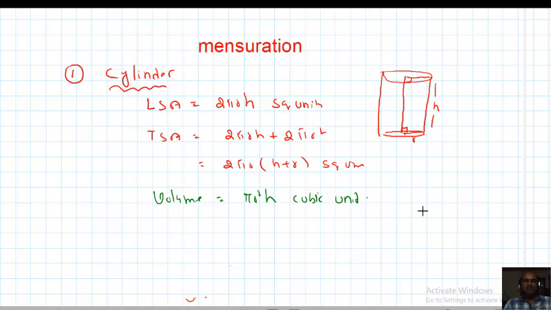Actually, how the cylinder is formed, I can explain in several ways. For example, this is a paper. Thickness is neglected. Length of the paper is L, breadth is B. If you fold along the length, this paper is folded along the length. I will show you how.